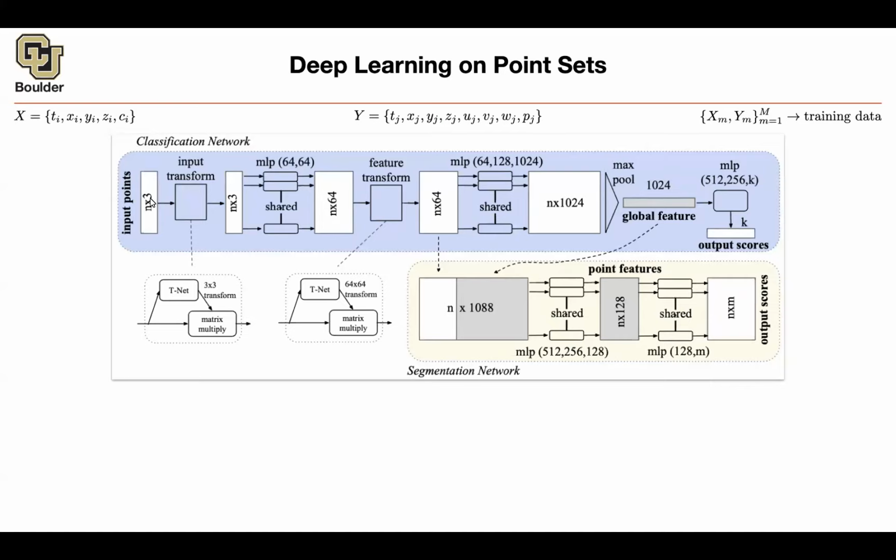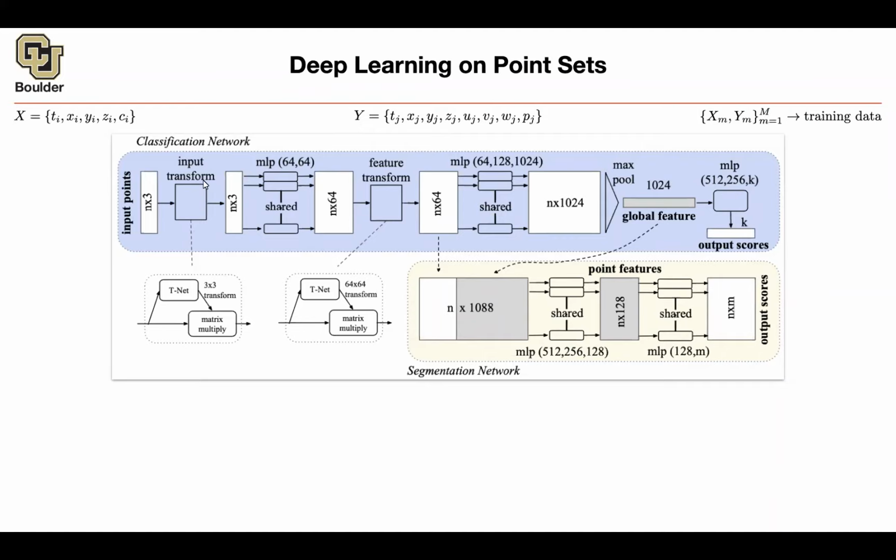The original PointNet paper has 3 inputs. In this case, we have 1, 2, 3, 4, 5. And the output of PointNet is going to be the same number of points in your point cloud. So it's going to be corresponding to T, X, Y, and Z. And then you have M of those. M is going to be, in this case, 1, 2, 3, 4. So you're outputting U, V, W, and P out of PointNet. But the architecture is very simple.